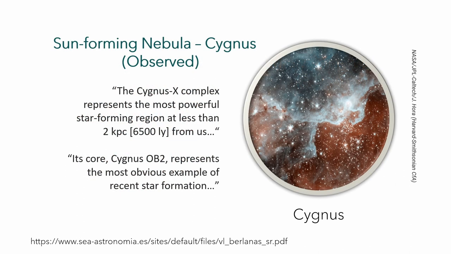Research astronomers tell us this about Cygnus. The Cygnus X complex represents the most powerful star-forming region at less than 2 kiloparsecs, or nearly 6,500 light years from us. Also, that Cygnus X is the nearest massive star-forming region. Its core, Cygnus OB2, represents the most obvious example of recent star formation.